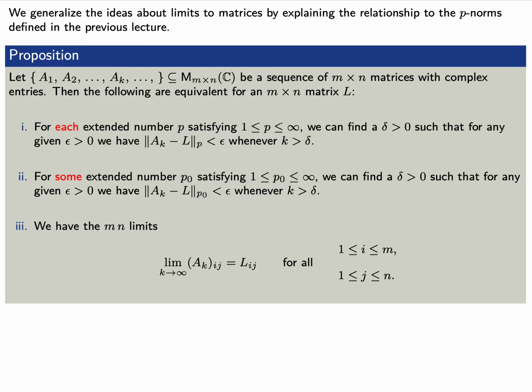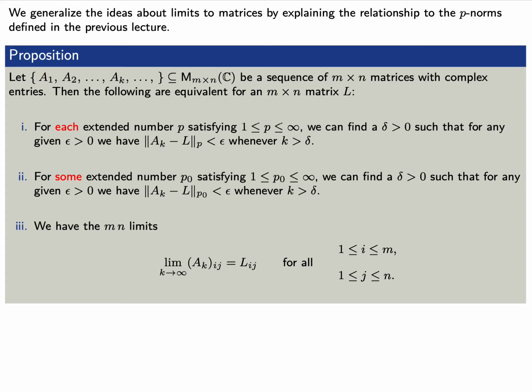That is, let's take a look at the ij entry of the matrix A sub k, and the ij entry of the matrix L. These are now just complex numbers, and actually the ij entry of the matrix A sub k generates a sequence of complex numbers. So now we can make sense of the following statement. The limit as k increases without bound of the ij entry of the matrix A sub k equals the ij entry of the matrix L. This would be true for every row i and column j for our matrices. Now this here is a sequence of mn limits for our sequence of complex numbers.